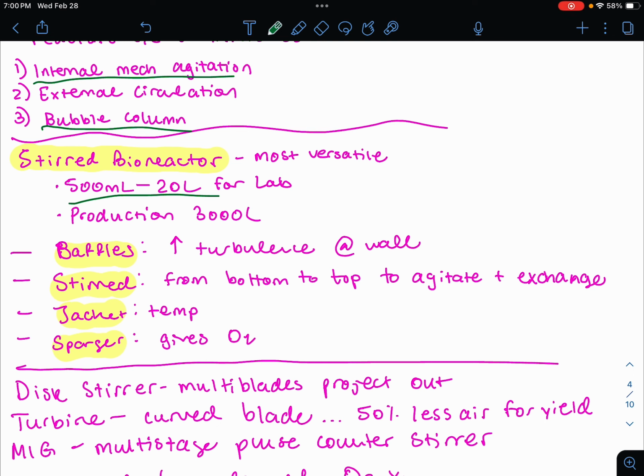So we have baffles, which will increase the turbulence at the wall. We have the stirrers, which are going to be creating this stirring motion from bottom or top to agitate and facilitate the gas and nutrient exchange. So it's going to be stirred from bottom to top in order to cycle through all those nutrients and cycle the gas in the system. A jacket will also be provided to control temperature, and a sparger will be supplying O2.